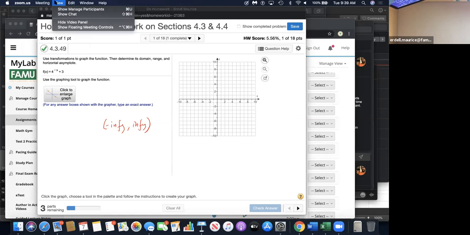So the question is 4 to the negative x plus 3. And you're sending me a chat message. So what I need from you is the domain, the range, and the horizontal asymptote. Those are the three things that I need.